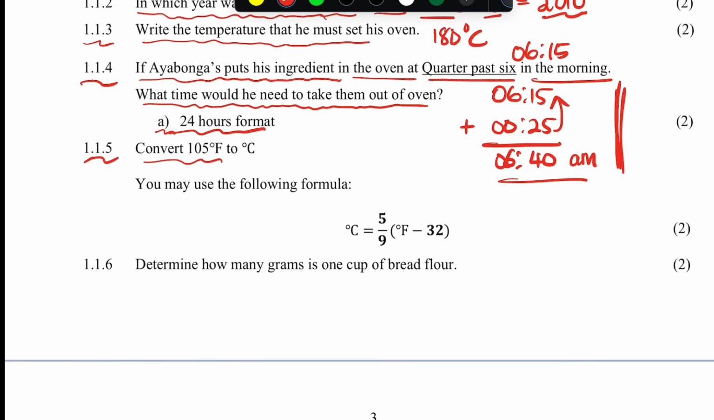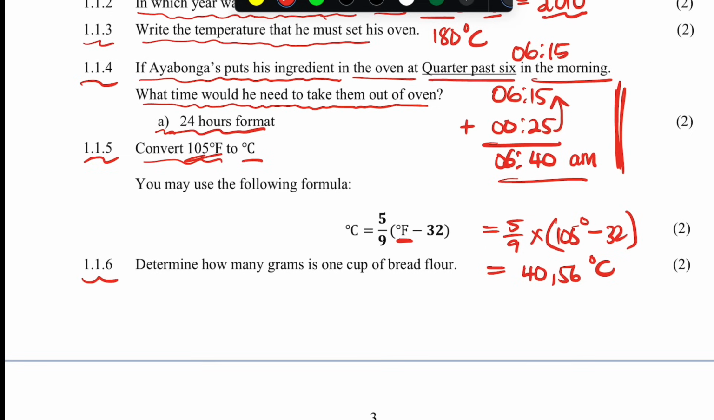Now in 1.1.4, it says convert the 105 Fahrenheit, it's the temperature, to degrees Celsius. So you use the formula. So the formula, you say 5 divided by 9 times, and here in the Fahrenheit, you put the 105. So it's going to be 105 minus 32. You punch that in the calculator. Your answer there, it will be 40.56 degrees Celsius, right?